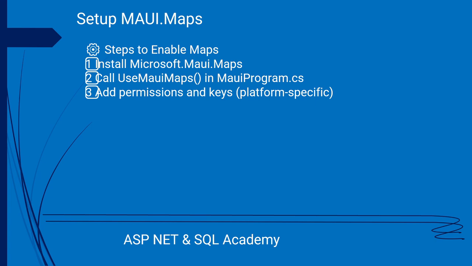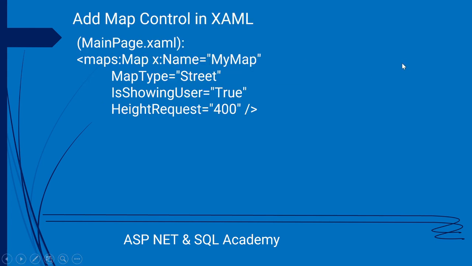Start by adding the Microsoft.Maui.Controls.Maps NuGet package. Then enable map support in your MauiProgram.cs file. The map control shows an interactive map. You can customize map type, enable zoom, and show the user's location.